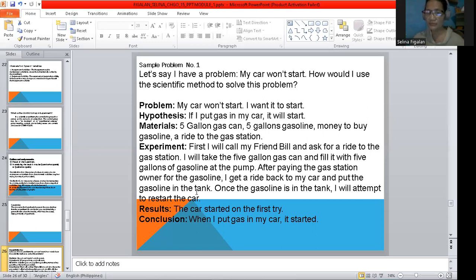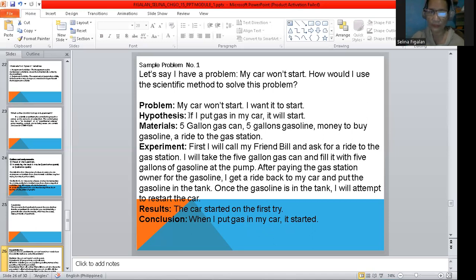Okay. Once the gasoline is in the tank, I will attempt to restart the car. So dahil nabigyan mo siya ng solution through experiment, ngayon, i-prove mo na kung totoo talaga ang problema is about the gas. So the results, the car started on the first try. So nung tinry niya dahil may gas na, kumilos ang sasakyan, tumunog. And then your conclusion is that dapat ito ay nagtutugma. When I put gas in the car, it started. I therefore conclude that the cause kung bakit nag-stop yung car is through the gas.